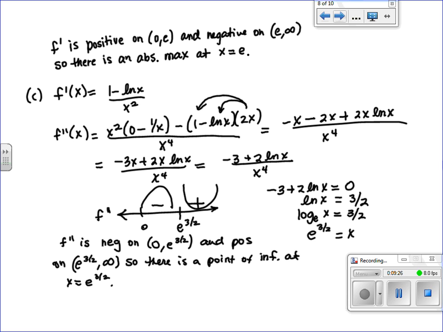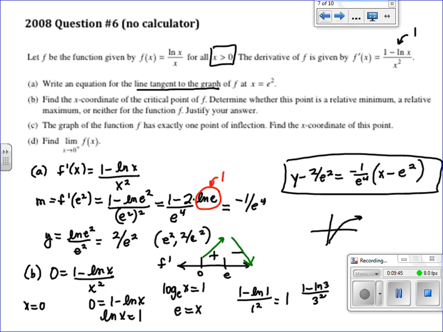All right, and then part D, that's a very simple one. It just says find the limit as x goes to 0 from the right of f of x. So looking back at what we've done before, we said f prime was undefined over here, and that makes sense because f of x is undefined when you plug in a negative. We can't have x equaling less than 0. And then it's positive, so it's increasing and then decreasing.